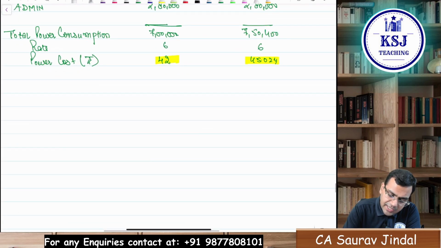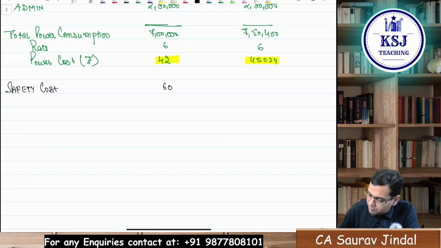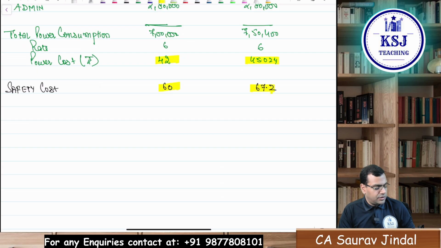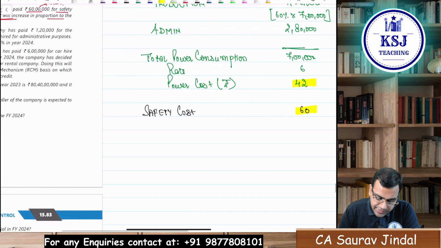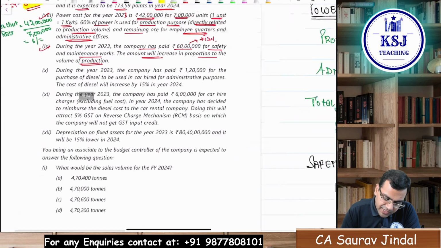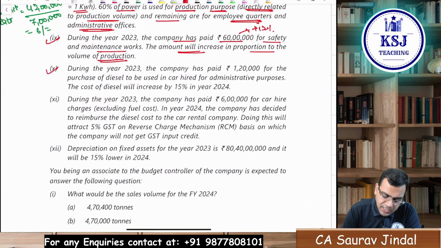So next we'll take here what? Next we'll take safety cost. In the first year it is 60 lakhs and plus 12%, it will be 67.2. Simple, straightforward question. Next one. Okay, so we are done with this. We are nearing the end very soon.